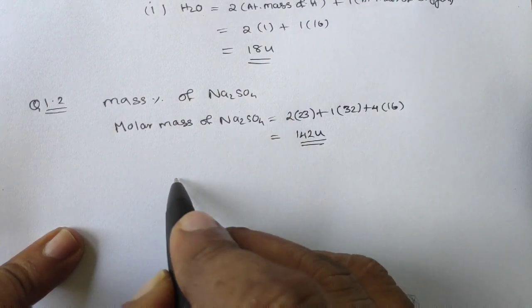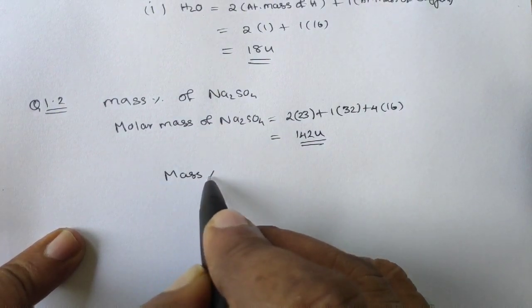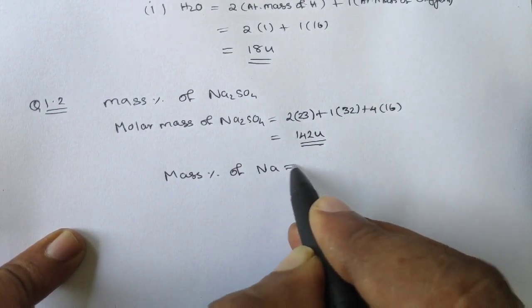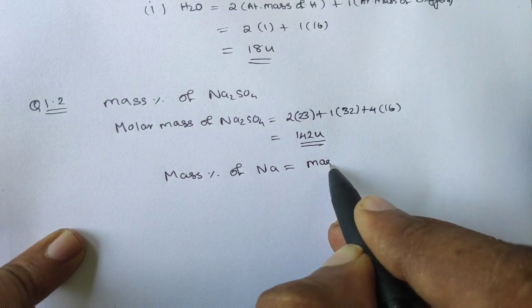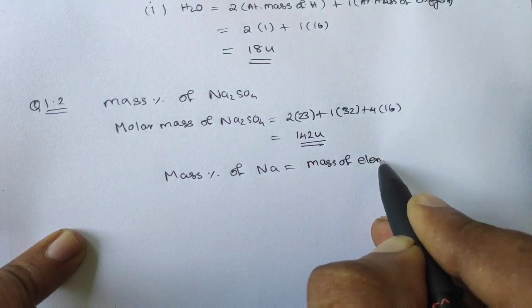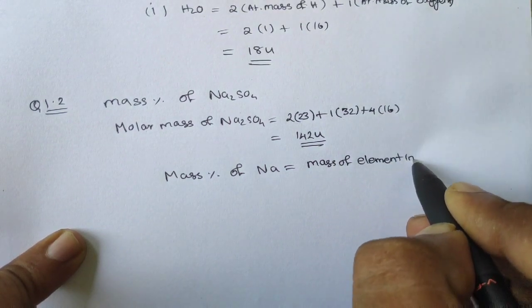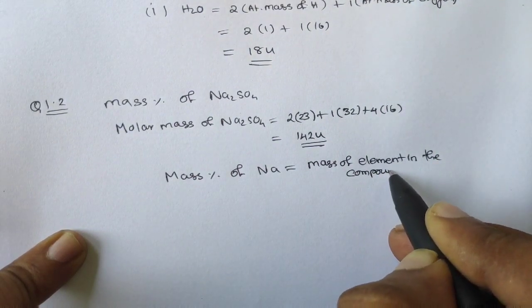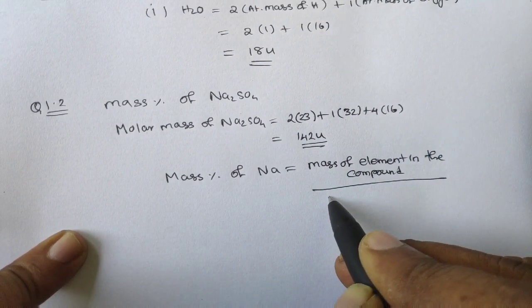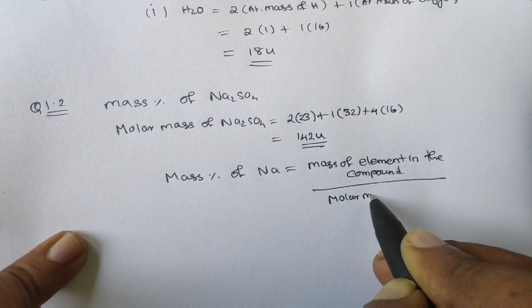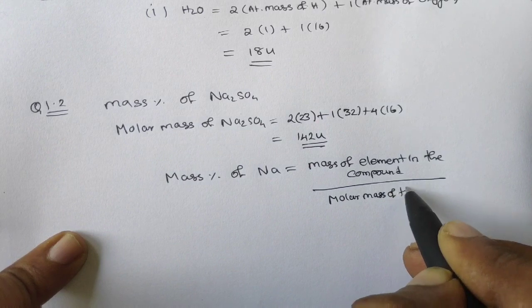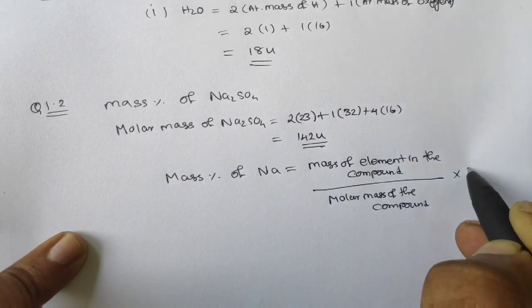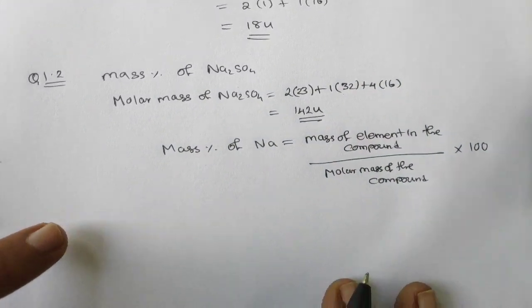Now you want to calculate the mass percent. Now what is the formula? Mass percent of an element, here the element is Na, is equal to the mass of the element in the compound, whole upon the molar mass of the compound, into 100. Clear? This is the formula that we have.